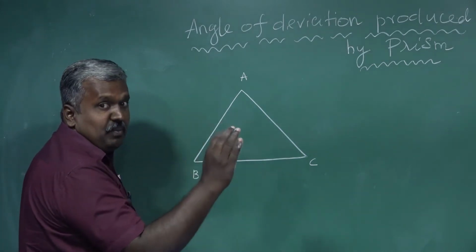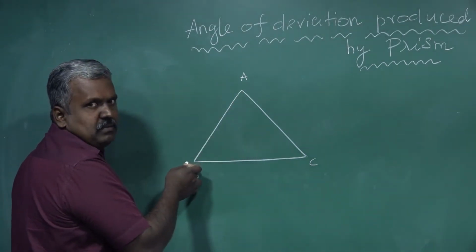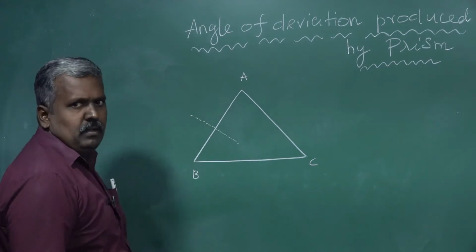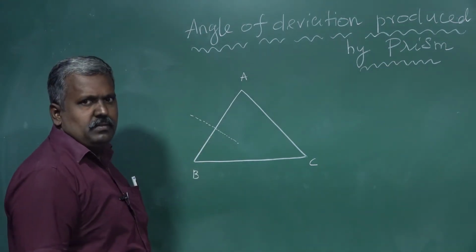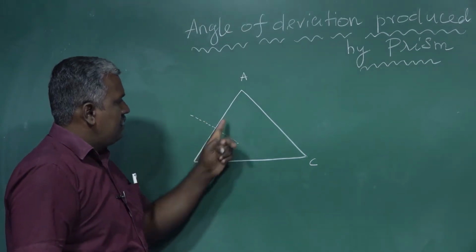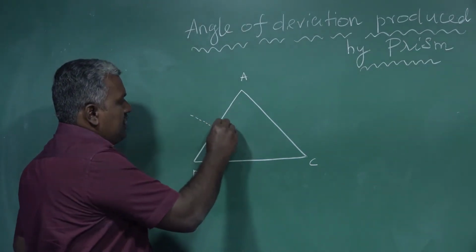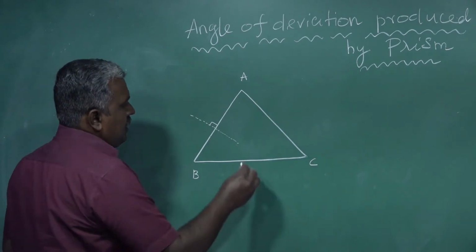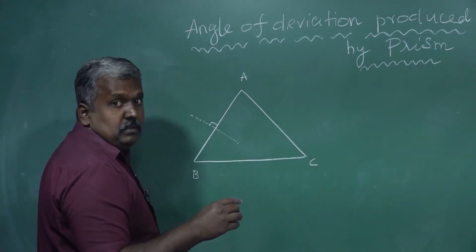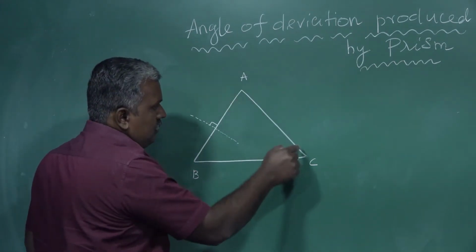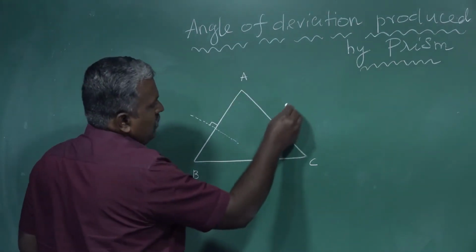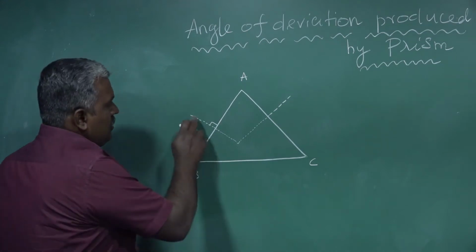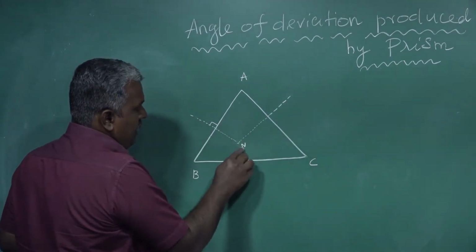First, draw a normal to this refracting surface. What is normal? Perpendicular. This line is normal to this refracting surface. What is this angle? Very good, 90 degree. And draw one normal to this refracting surface, AC. That's all. These two lines meet at this point.